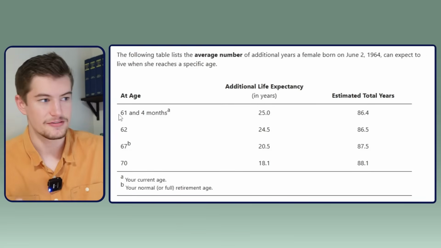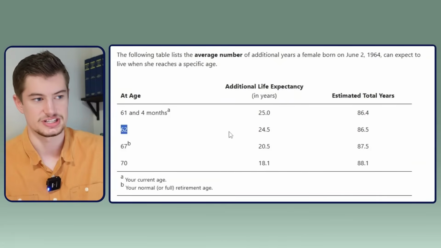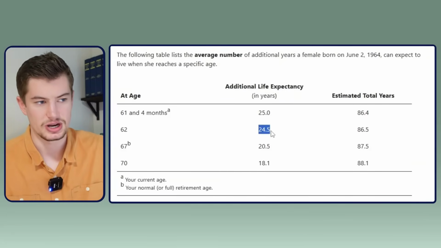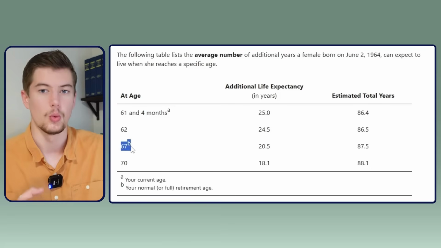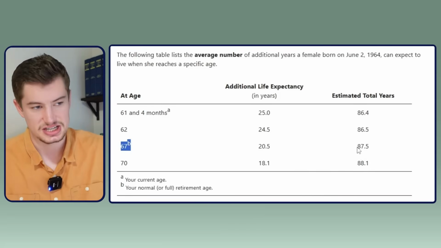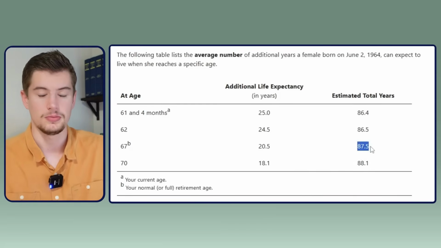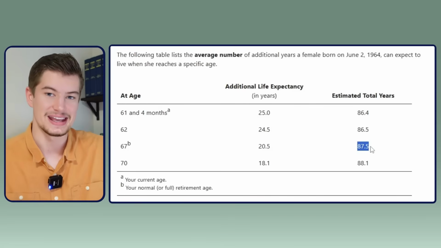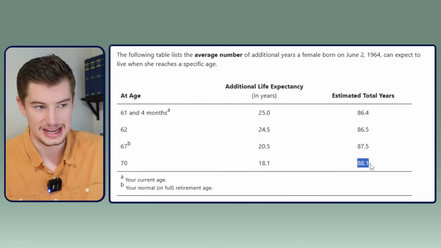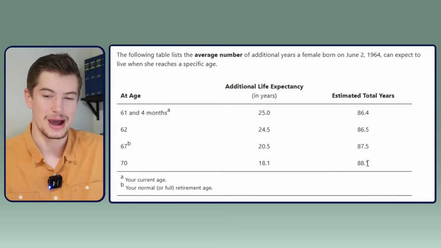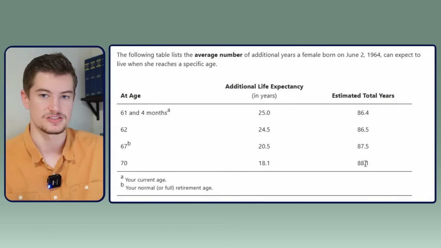If we do the same thing for a female, you can see now when she turns 62, average life expectancy is 24.5 years, that's 86.5. At 67, once you've made it to that age, it's until 87.5. Still shorter than the 88-year-old break-even age. Making it to age 70, the female is 88.1, right at about the break-even point using the net present value calculation using a 6% discount rate.